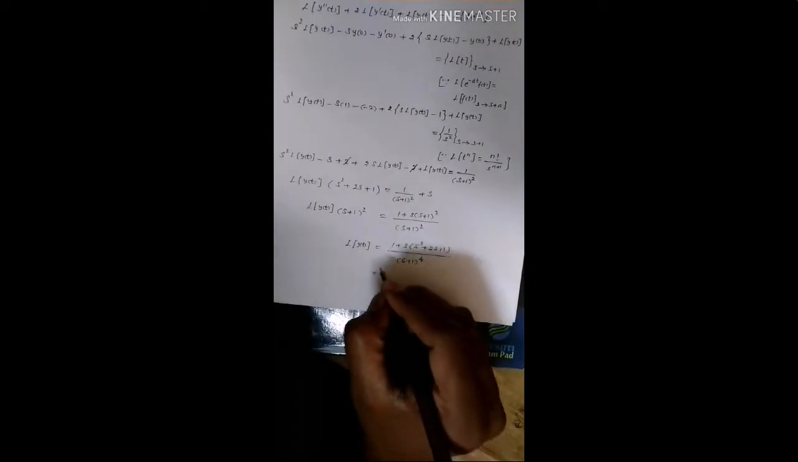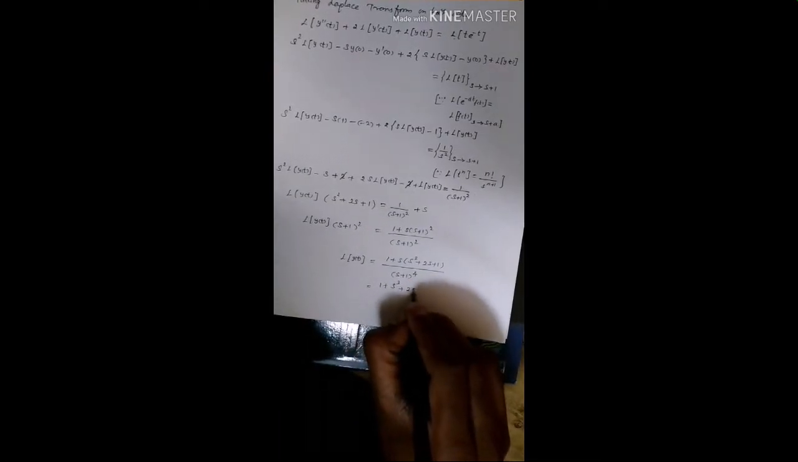So next line, we can expand this as 1 plus, multiply this s inside, we get s cube plus 2s square plus s, into 1, whole thing divided by (s plus 1) whole power 4. This is the value of L of y of t. We can rearrange this as (s cube plus 2s square plus s plus 1) whole thing divided by (s plus 1) whole power 4. Now this is the value of L of y of t.